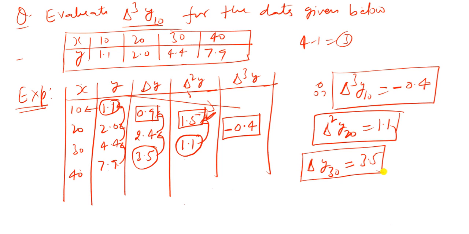So this is the basic fundamental of the relation between operators and how to compute the values of a polynomial, as well as different values like Δ³y₁₀ for the given statistical data.